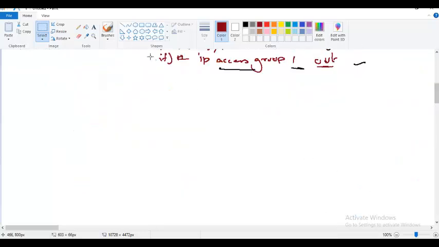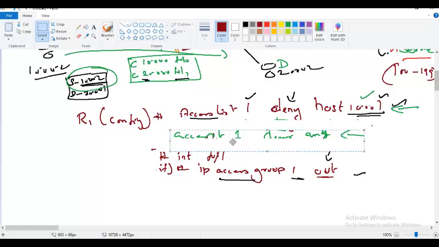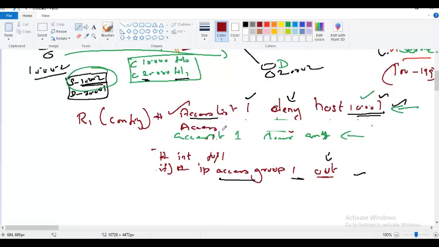So what I'm going to do is, I'm going to write, this is already done, first line. I'm going to write another line, access list one, permit any. I'm going to say permit any, so that other than this, all the rest will be permitted.